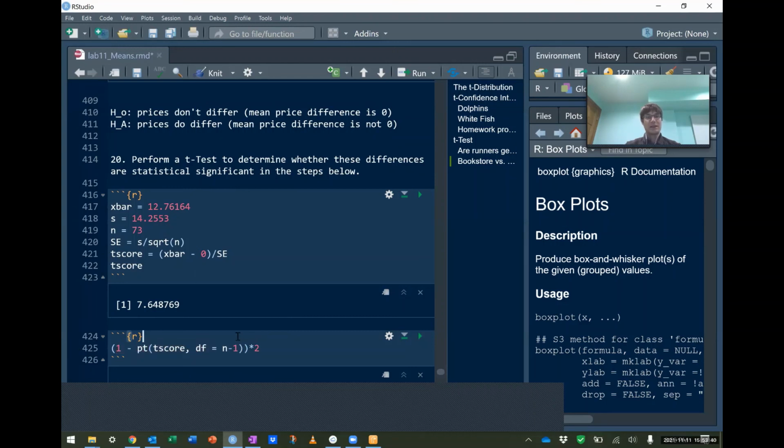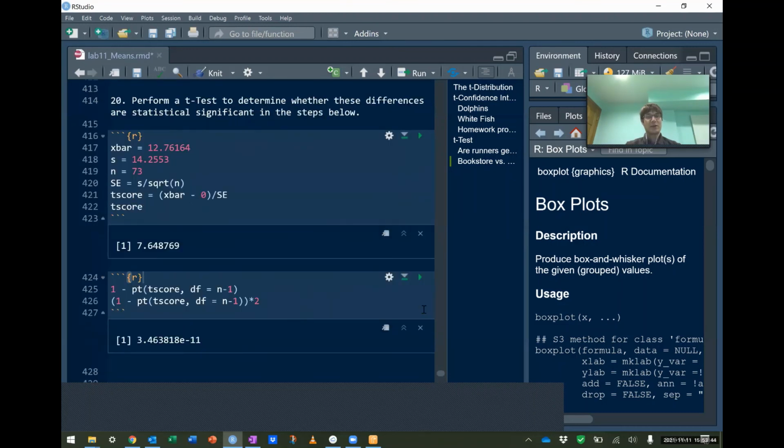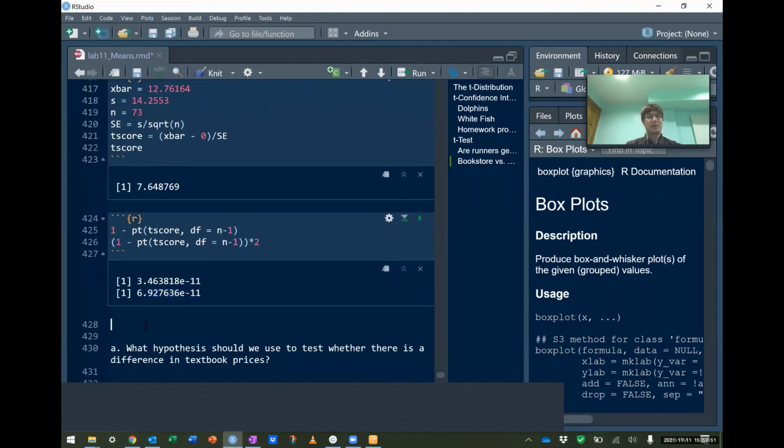Sorry, I'll leave this here. That's the one-sided hypothesis, and the two-sided hypothesis will be below it. So you can see the difference. They're both really small, but we'll say that's our p-value, which is certainly less than any reasonable cutoff. So what does this tell us?